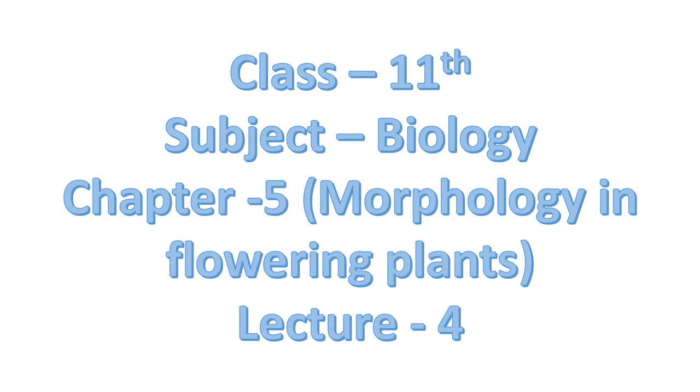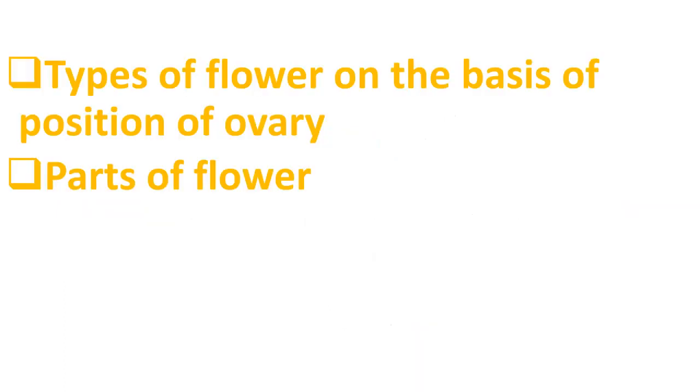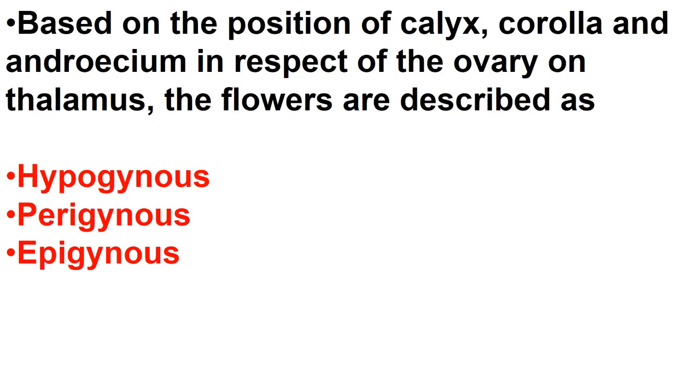Students, this is 11th class biology, lecture 4 of chapter 5, morphology in flowering plants. Topics to be discussed today are types of flower on the basis of position of ovary. Okay, on the basis of position of ovary, we will discuss the types of flower and also parts of flower. So let's discuss first about the types of flower.